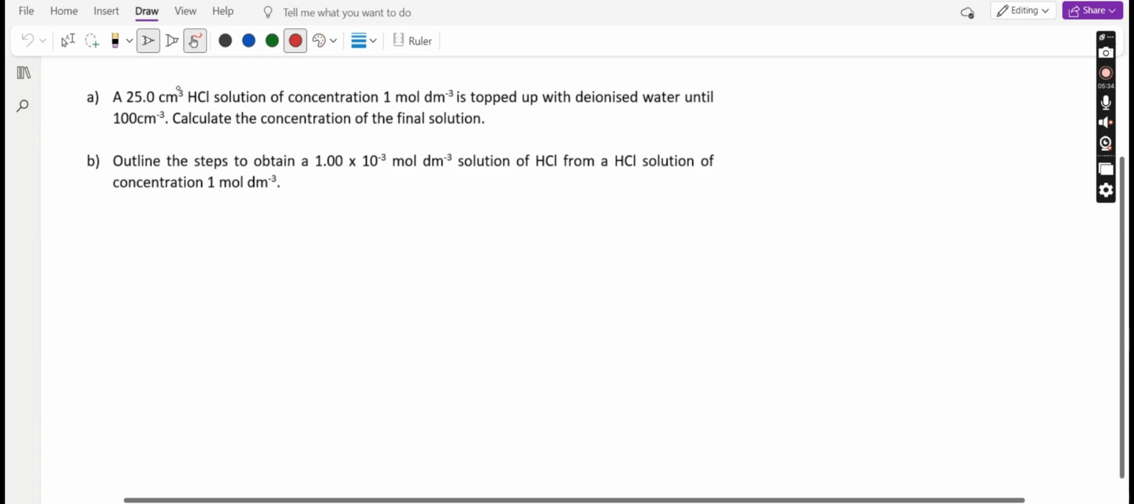Okay, so for A, you have 25 cm cube of hydrochloric acid solution of 1 mole per dm cube concentration, and it's topped up with water, your solvent, until 100 cm cube. Calculate the concentration of the final solution. So your final solution here is your 100 cm cube.